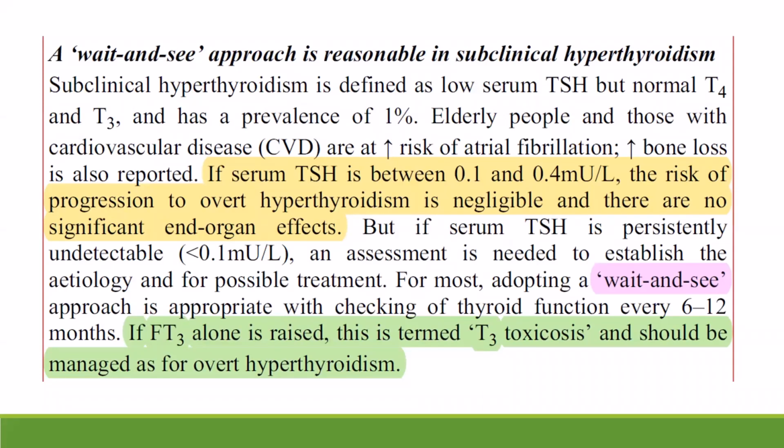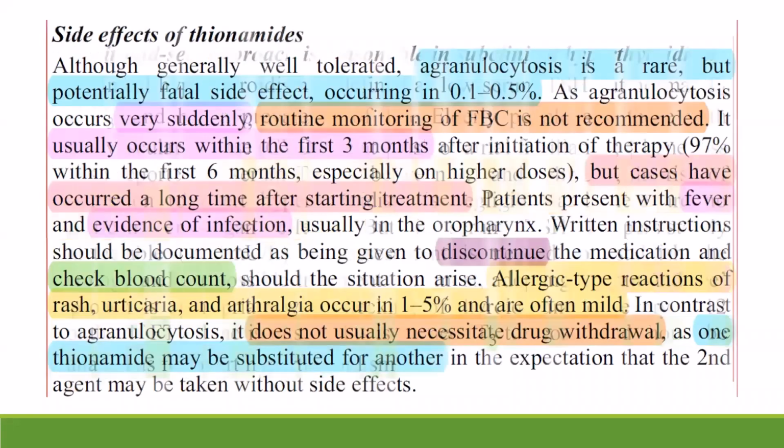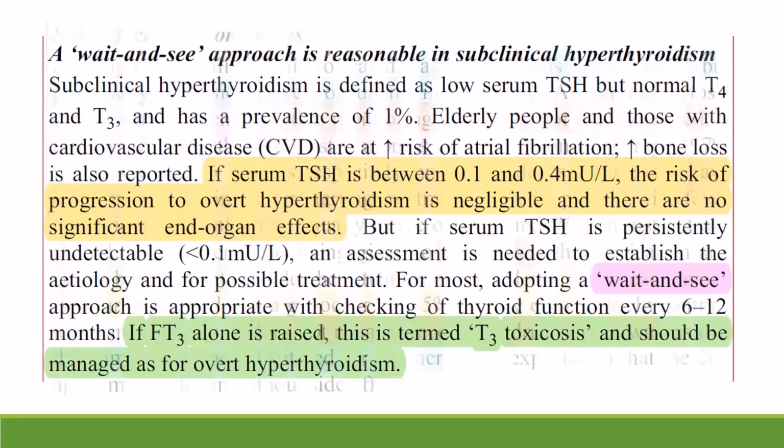In this situation, we can treat with a small dosage of carbimazole if the patient has underlying Graves' disease. But wait and see is the most appropriate approach in this scenario, just taking a thyroid function test after 6 to 12 months. But if free T3 alone is raised, this is T3 thyrotoxicosis and needs treatment like overt hyperthyroidism. And this is a very important issue, because T3 thyrotoxicosis may be the initial phase of Graves' disease.